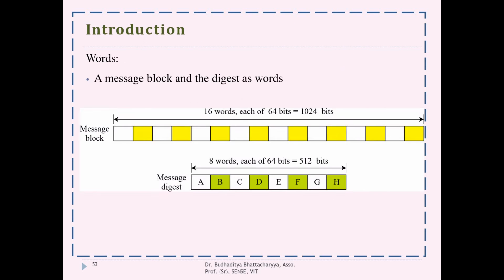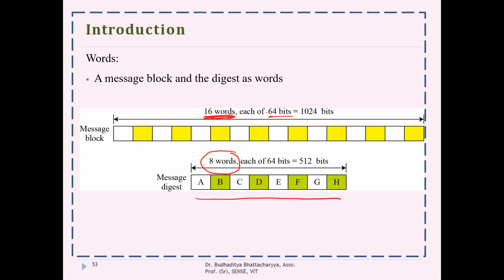This is also a bit simple, but there is a process involved. First of all, we will represent these 1024 bits as 16 words. And the message digest which will be generated will have 8 words. These are the two specifications. First, the 1024 bits are broken down into words instead of blocks. It's just a nomenclature, nothing else. It's the same as a block.